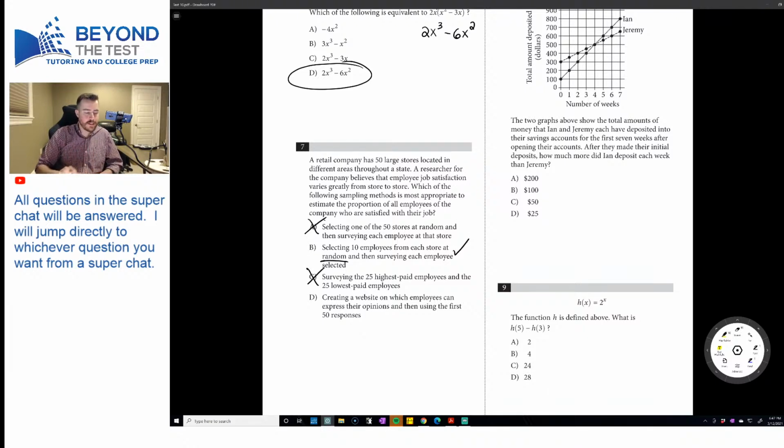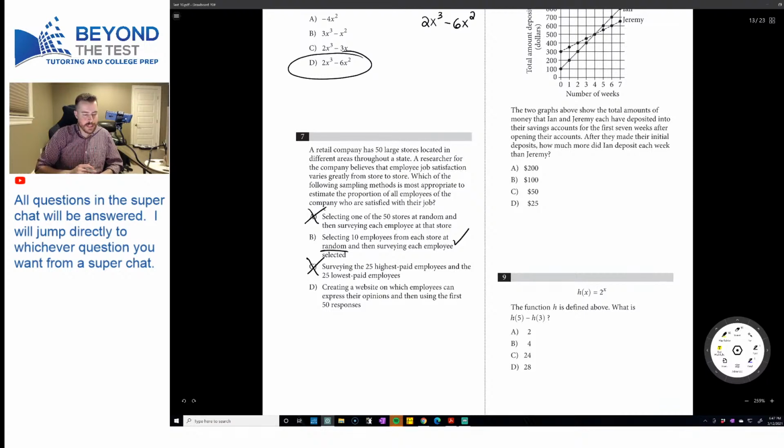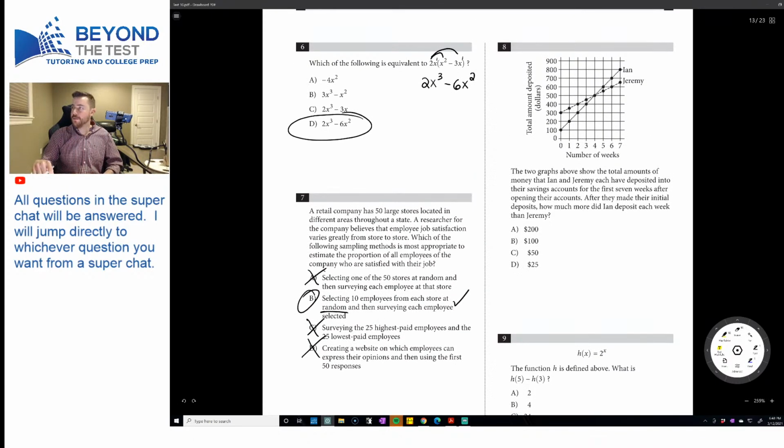And then D here, it says creating a website on which employees can express their opinions and then using the first 50 responses. Okay, that's also not a good idea because it's not random. People are showing up there, and you're only going to get certain individuals to leave their feedback. So that's not going to be a good idea because we're not creating randomness. So B, since it's random, would be the best answer here. All right, moving on. Let's go ahead and take a look at number 8.